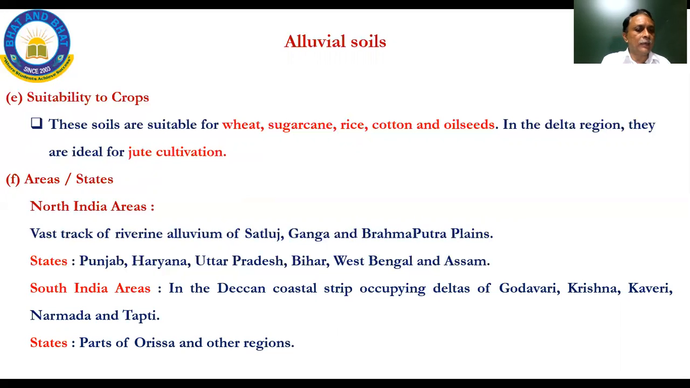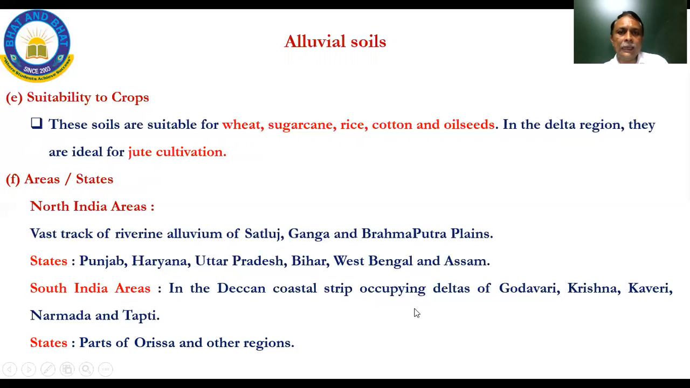The states given here are parts of Orissa and other regions, but actually in other regions, where Godavari and Krishna is in Karnataka, Narmada is in MP and Kaveri is in Karnataka, those also should have been here. So the area it is mentioned, so parts of Orissa, Andhra, Karnataka and MP. We can add that there. So that is where the alluvial soil is found.